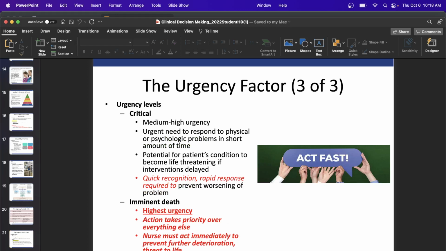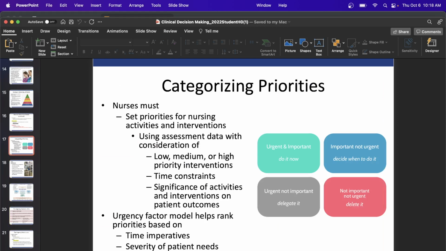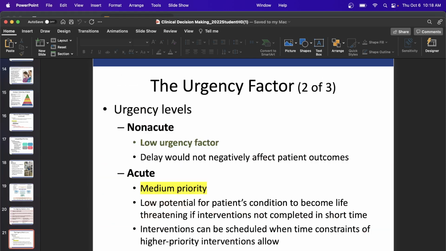But it's not just assessing at the beginning of your shift, one and done, right? We're constantly having to go back and follow up on our assessments. Did the pain med work? Are they oversedated? Do I need to do something additional? Does that make sense?